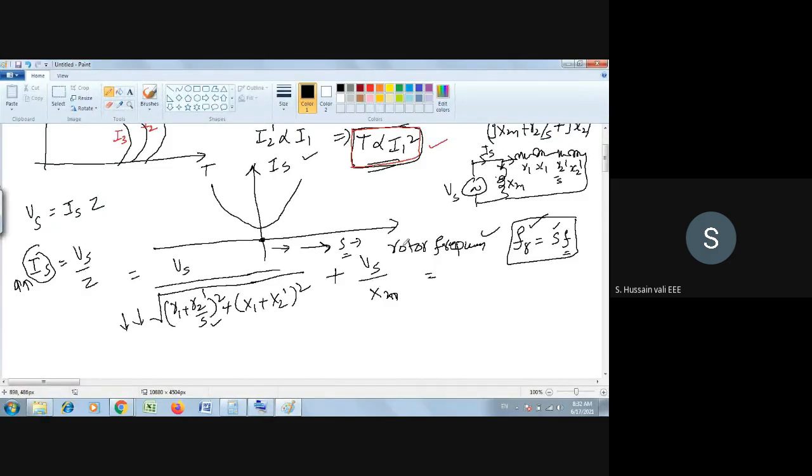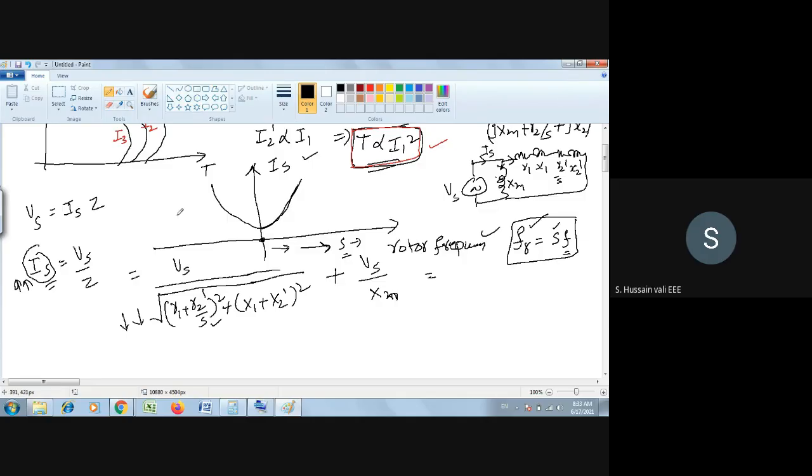So the slip increases. When the slip increases, you see the equation for the current here. What you find in the equation for the current is that your slip is in the denominator. So when I increase the S value, this R2 dash by S will be decreased. It means the denominator is getting decreased. If the denominator is getting decreased, then IS will increase. So that's the reason when I increase rotor frequency, the current also increases like this.